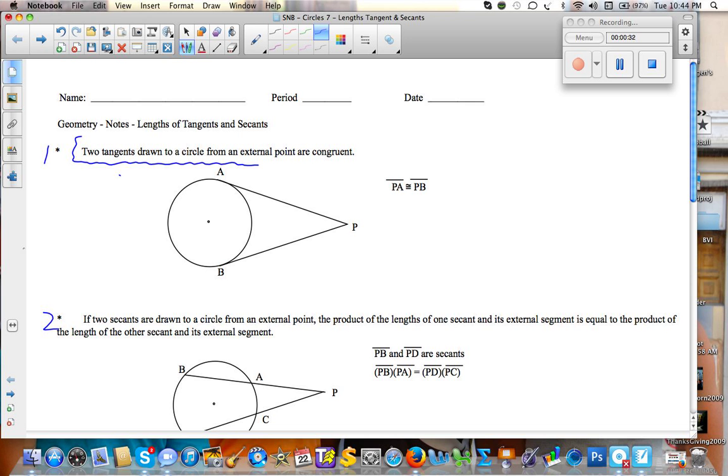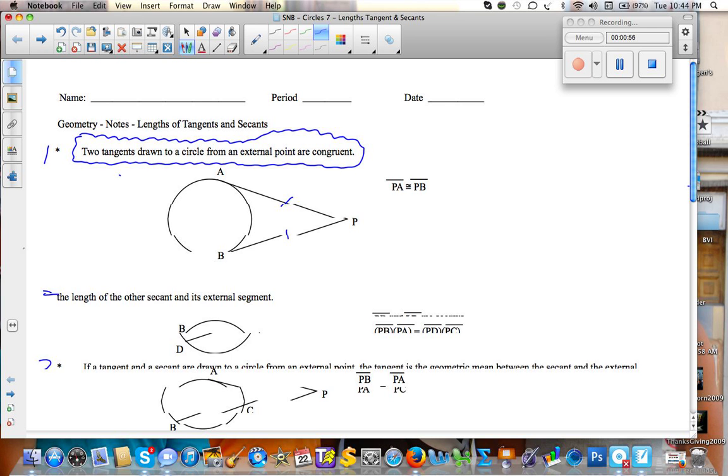Where we have 2 tangents drawn from an external point, then the tangents are congruent. So star, star, squiggle, squiggle, have to know it, memorize it, visualize it, draw it, know it. So we have common point P, which means that tangent PA is congruent to tangent PB. Those 2 segments are congruent.